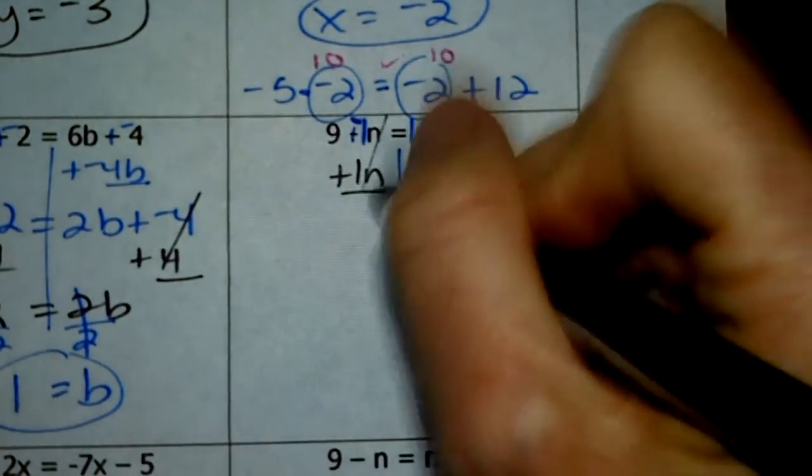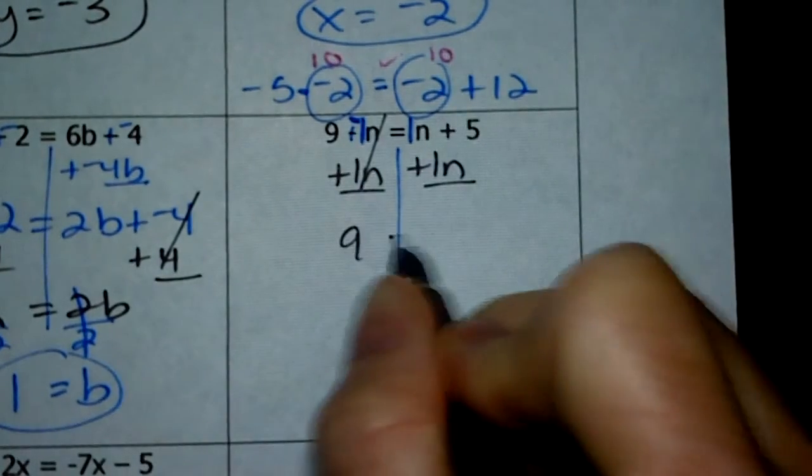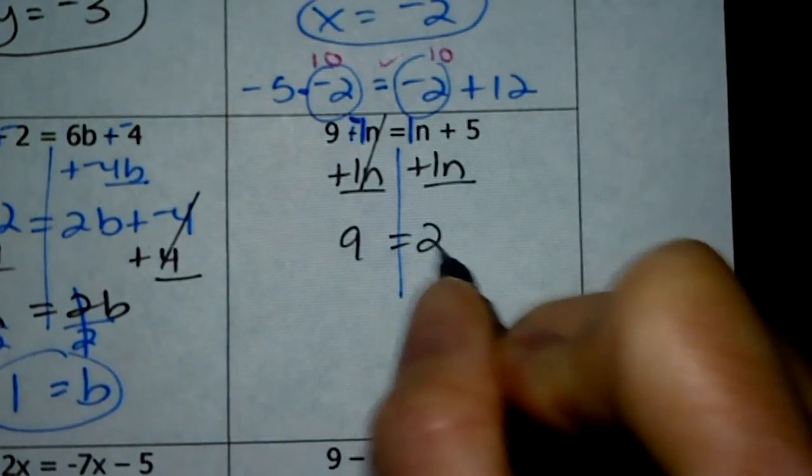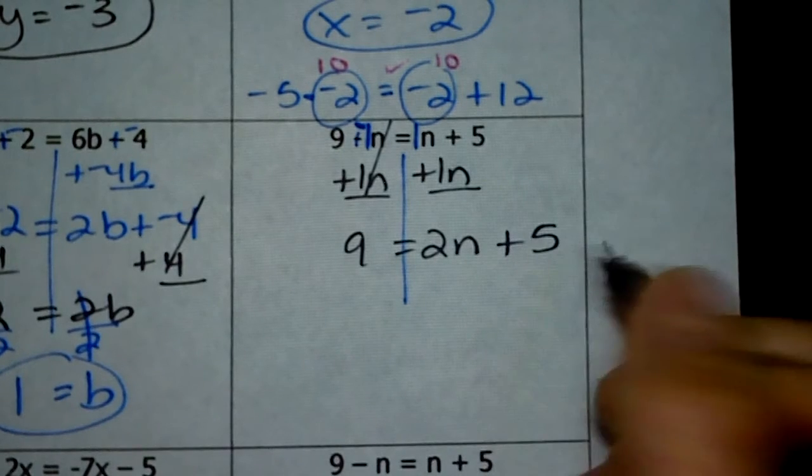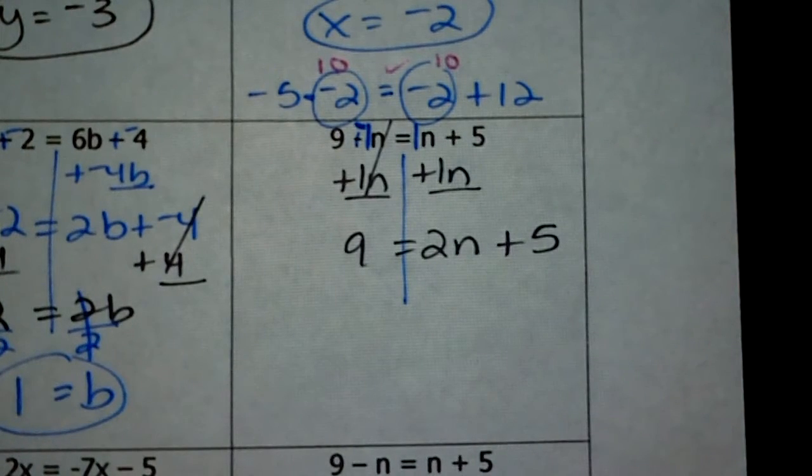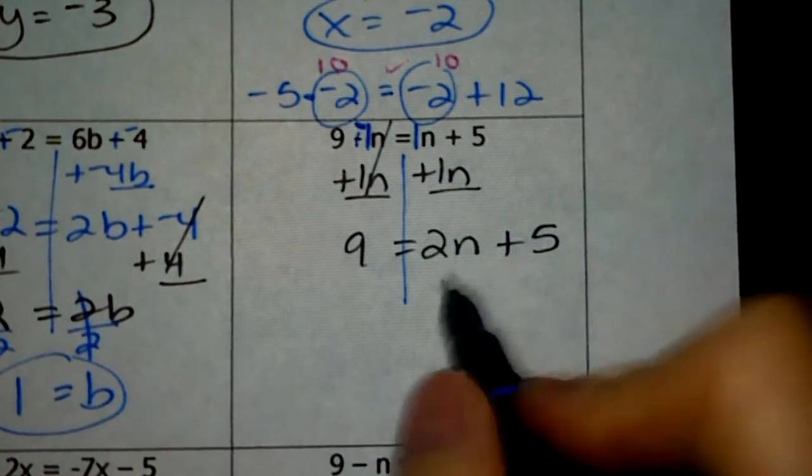Alright, so negative 1n and n, gone. 9 is left. 1n plus another 1n is 2n, and I still have plus 5 added on at the end because it doesn't have an n. It doesn't combine. Alright, now it's a two-step.